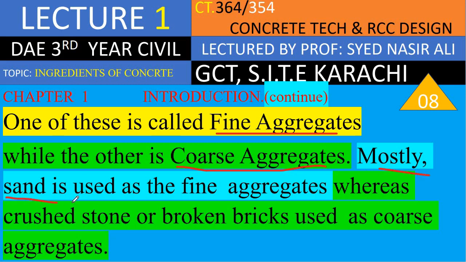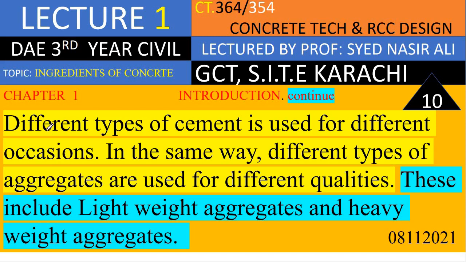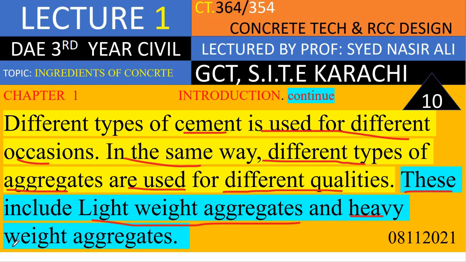Mostly, sand is used as the fine aggregate, whereas crushed stone or broken bricks are used as coarse aggregate in the concrete. In addition to this, the quality of these elements affects the standard of the concrete. This is very important. Different types of cement are used for different occasions. In the same way, different types of aggregates are used for different qualities. These include lightweight aggregates and heavyweight aggregates.